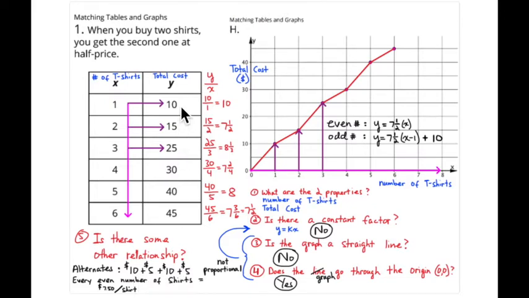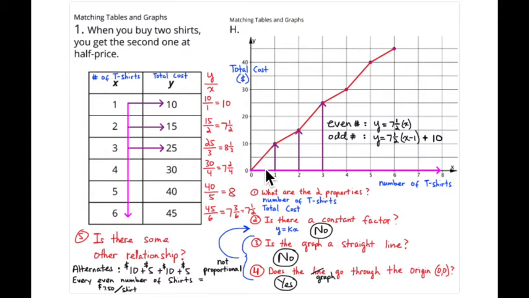So you pay $10, and then you add $5 for the second t-shirt. Pay another $10 for this third t-shirt. 15 plus 10 is 25, and $5 for the fourth t-shirt. Pay another $10 for the fifth t-shirt, another $5 for the sixth shirt. So it looks like every even number of shirts is $7.50 per shirt. That's what we see here, 7.5, 7.5, 7.5.